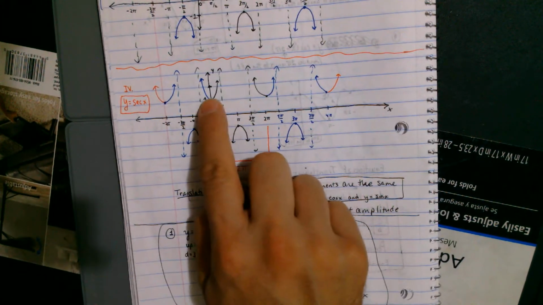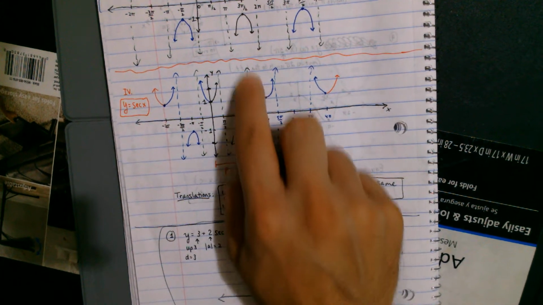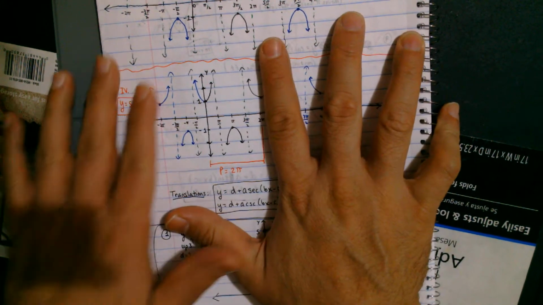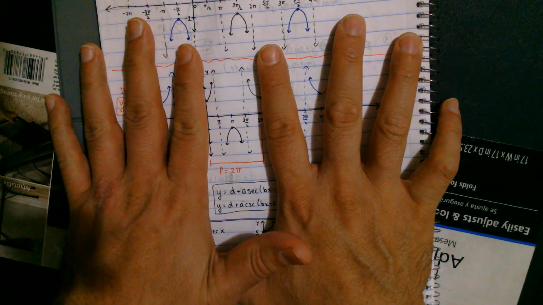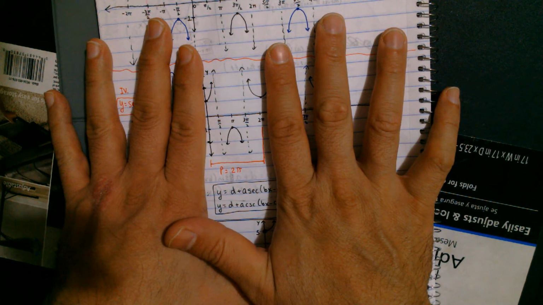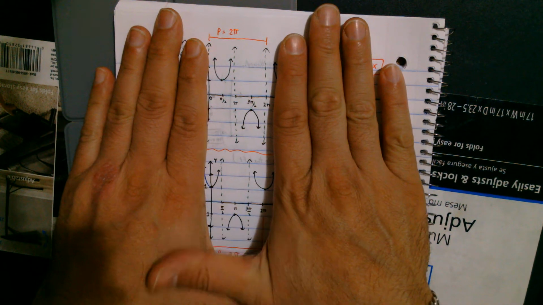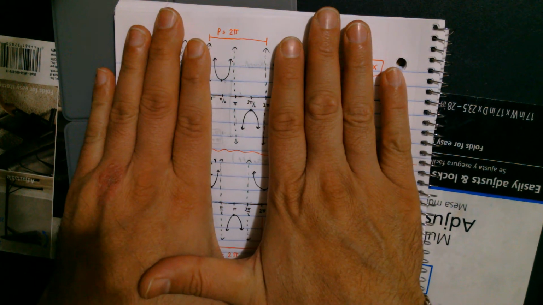Highest, undefined, lowest, undefined, highest. So this is kind of cosecant. That's kind of like secant's region right there, that little part right there. That's cosecant. I'm sorry, that's secant. So that is essentially secant and cosecant together.